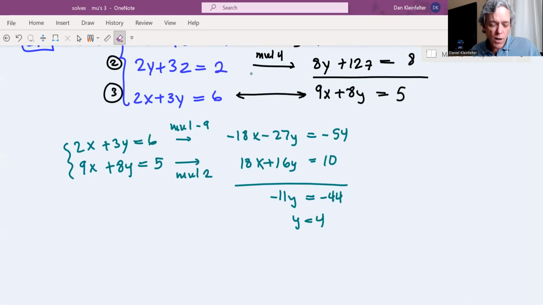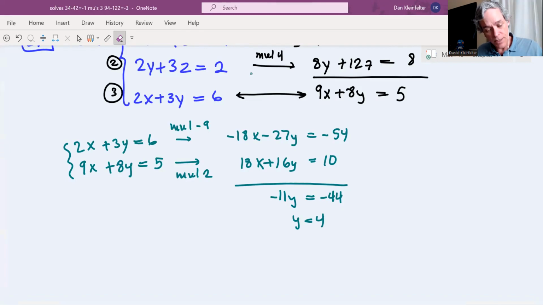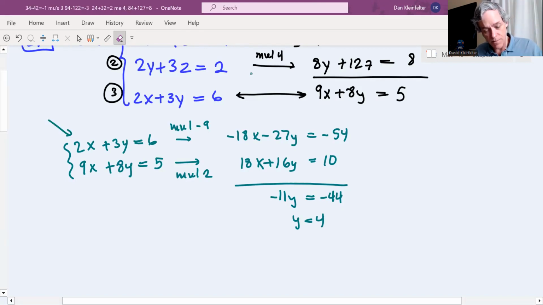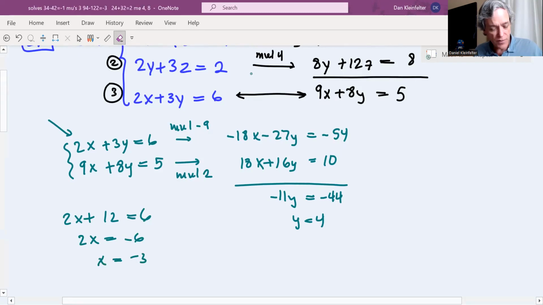Okay, now we need to start working our way back to the other variables. We have a value for y. We can use any of the xy equations to get our value for x. So let's use the 2x plus 3y equals 6 one. 2x plus 3y equals 6. Here, if y is 4, 3y would be 12. So then 2x is -6 and x is -3.